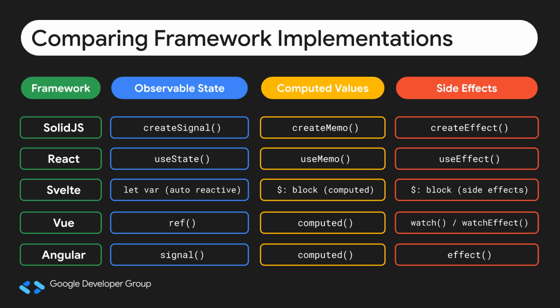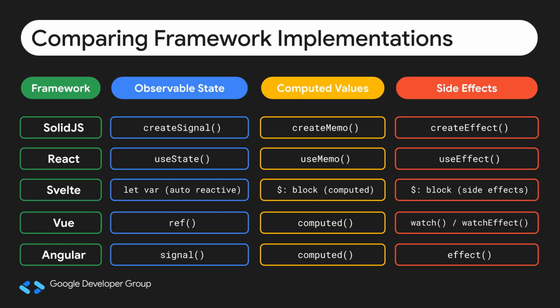But even within the React ecosystem, there's a movement towards more automatic dependency tracking. You have libraries like Jotai, Valtio, and even the experimental React Forget compiler, which is trying to automate a lot of that dependency tracking. Svelte is kind of in its own category. It operates a lot at a compilation level. You declare your reactive variables with let, and then use this double block syntax for both computed values and side effects. So it's all baked in at build time.